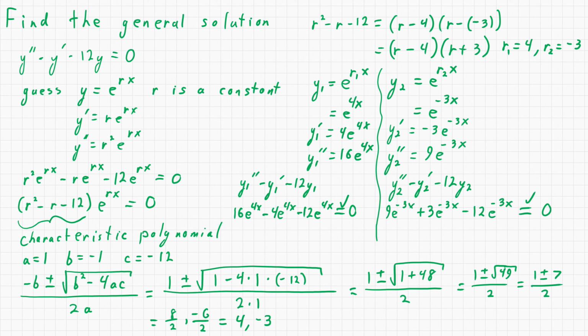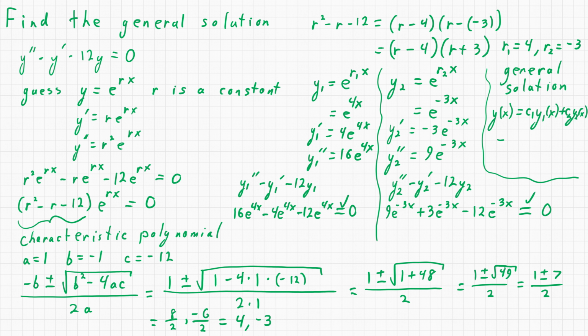So they both work. And then the general solution, let me go ahead and put that over here. The general solution is any linear combination of those. So we'll have y of x equals c1 y1 of x plus c2 y2 of x. Sorry, I had to squeeze that in, which equals c1 e to the 4x plus c2 e to the negative 3x.